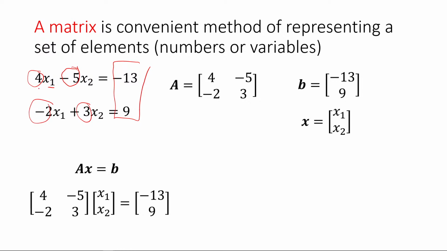So I can express it: 4 and -5, and then -2 and 3, my right hand side -13, and then my variables, x1 and x2. I can express it in this form. This is called matrix form. So here I have matrix A, matrix X, and matrix B. And once I express it in matrix form, then I can do matrix operations.